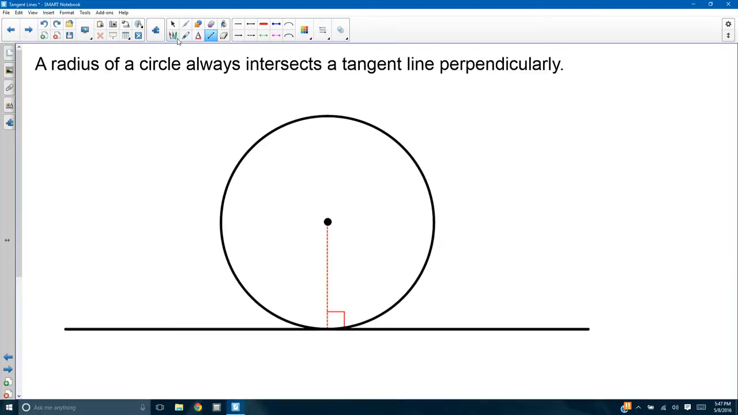Okay, radius of a circle always intersects a tangent line perpendicularly. So why is that true? I'm not really going to prove it so much as I'm going to make the example that makes the most sense. Pretend like this was the wheel of a car, or pretend like it was a hamster ball, pretend like it was a bowling ball. It doesn't matter what it is, but you're looking at the inside cross section, or at least a 2D section, because we're talking about circles and not spheres.